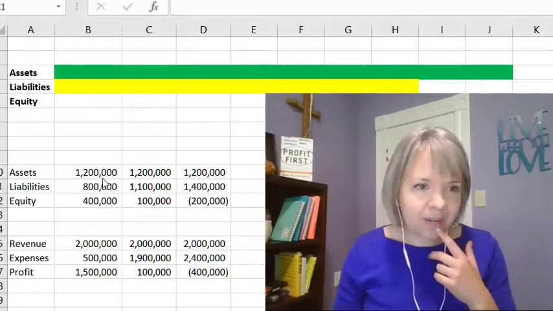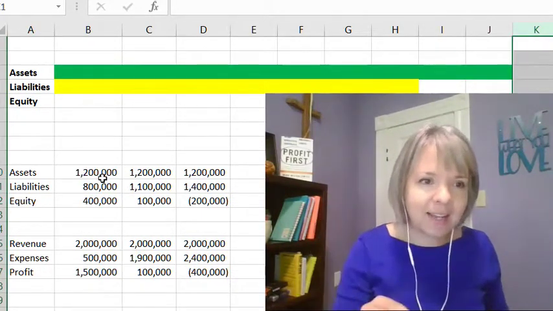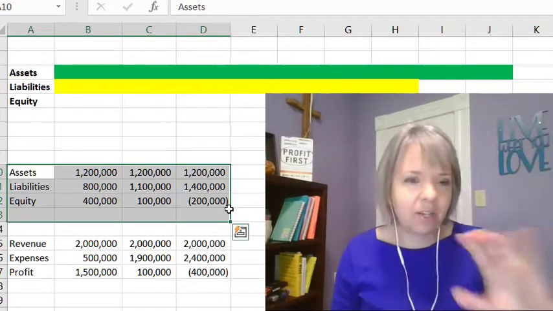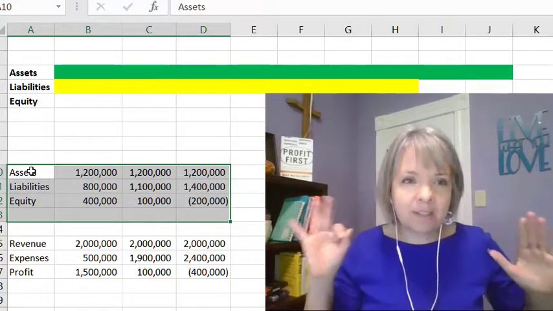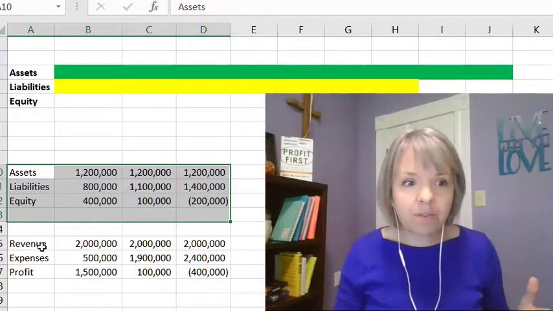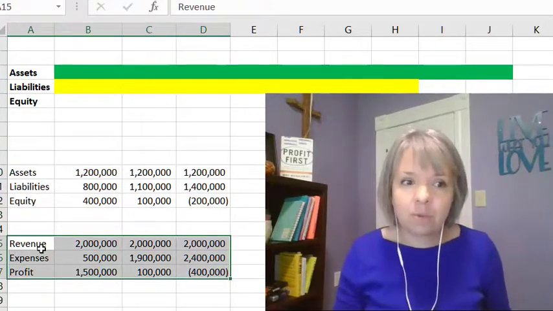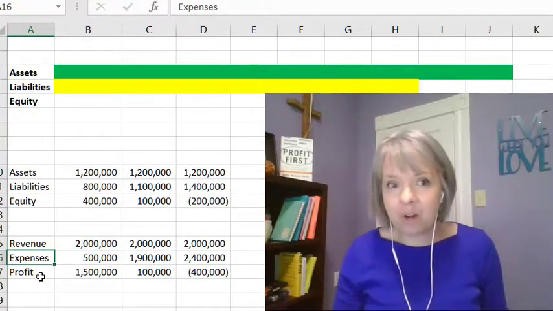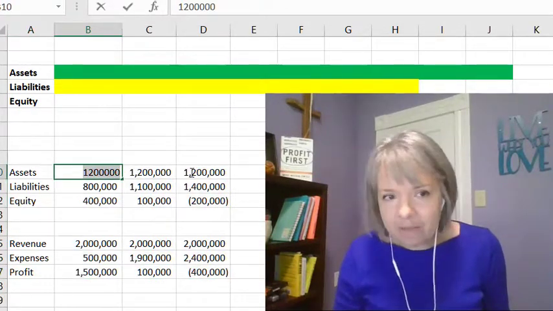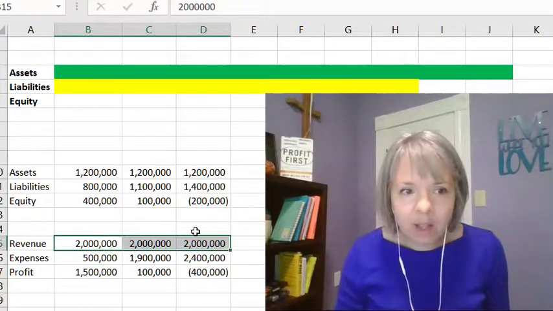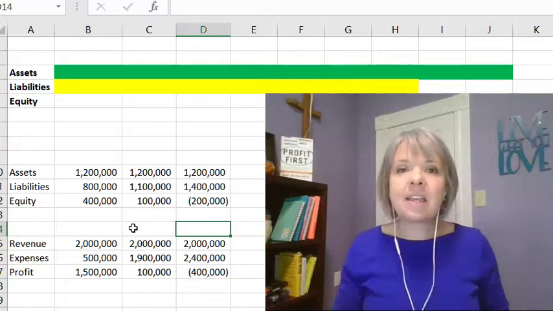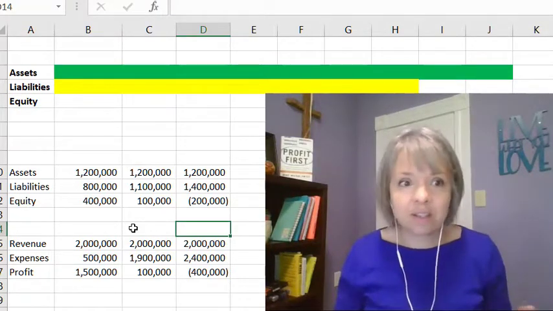Let me give you an example. Take a look here at this screen. This right here is the part that we're going to concentrate on. There are three parts of a balance sheet: assets, liabilities, and equity. There are three parts to an income statement: revenue, expenses, and profit. These numbers here, they all have the same amount of assets. They all have the same amount of revenue. Useless. Completely and utterly useless.